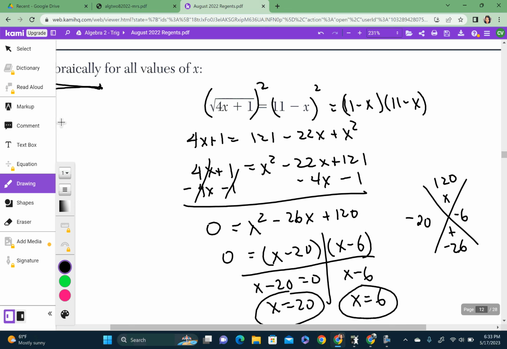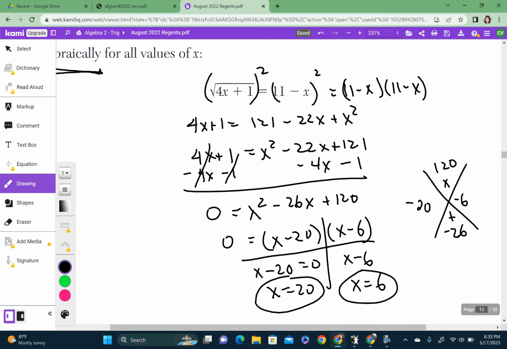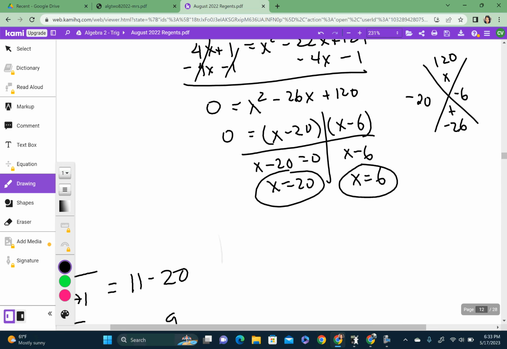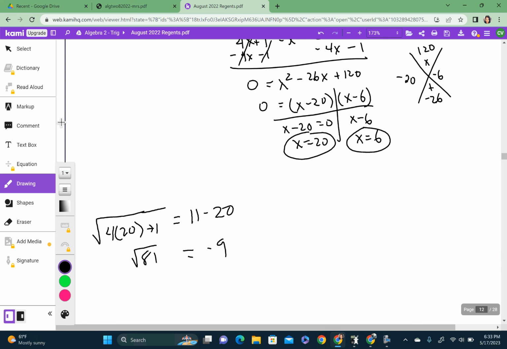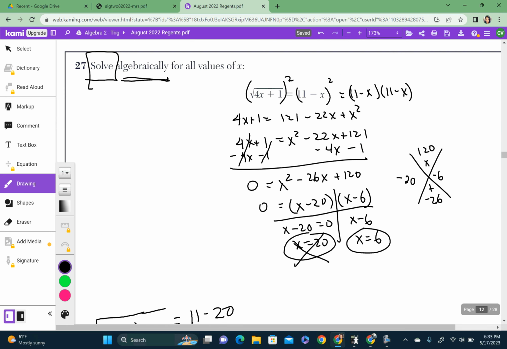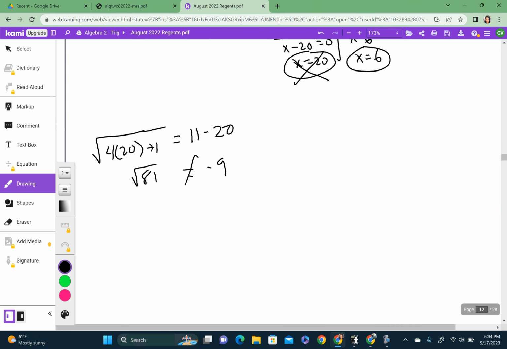So this is what we think it is, but our last step is we have to check it. If I take the 20 and I plug it in here, 11 minus 20 is going to give me negative 9. And when I take the 20 and plug it in for the other x, 4 times 20 is 80, plus 1 is 81. The square root of 81 does not equal negative 9, so x equals 20 does not work. However, if I take 6 and plug it back into the original, 6 actually does work, and if you were to look at the two graphs, they do intersect at 6, so x equals 6 is our only answer. If I went too quick for that, please let me know.